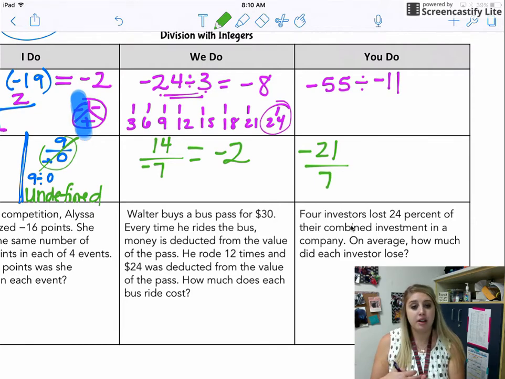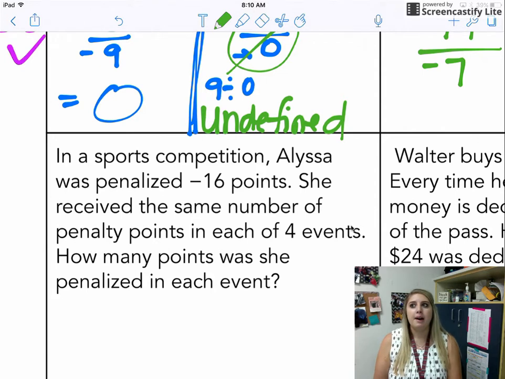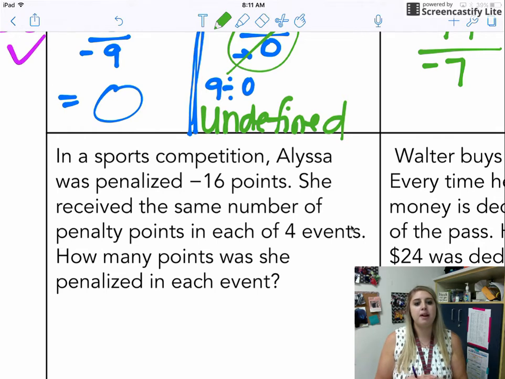Last thing we're going to start talking about are word problems. So word problems are my favorite thing to do in math. I love doing word problems because it's kind of a combination of math and I love to read, and all that together is awesome. So let's read this together. In a sports competition, Alyssa was penalized negative 16 points. She received the same number of penalty points in each of 4 events. How many penalty points was she penalized?